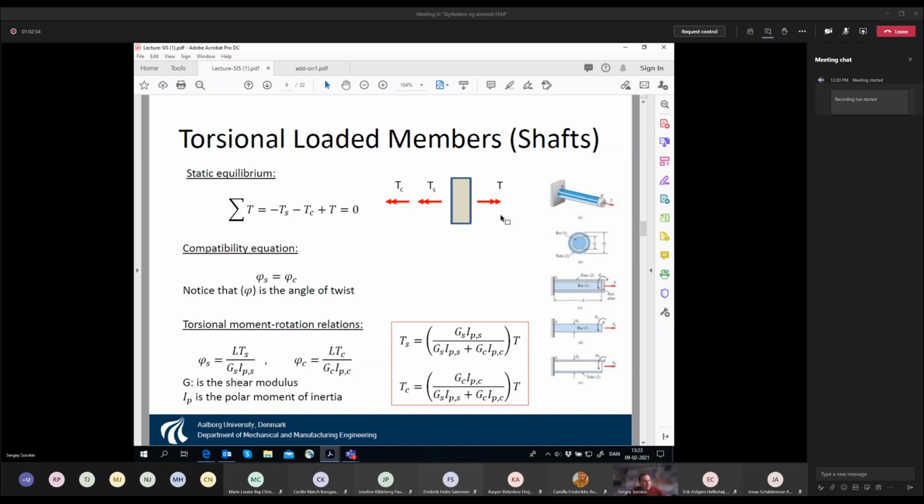So then we just write the equilibrium of moments. This lid is loaded on one side by this torque, and from the other side it's loaded by two torques, one from the tube, another from the cylinder. And then we see that we have too many unknowns and not a sufficient number of equations.